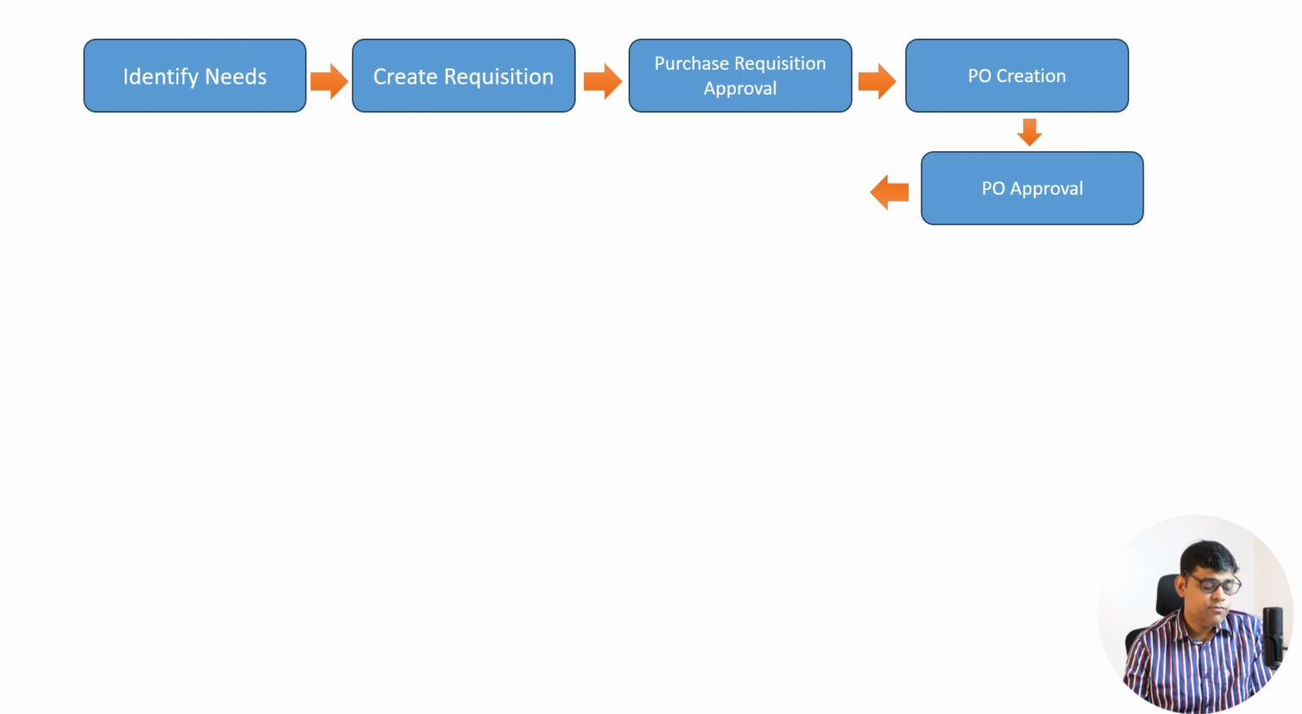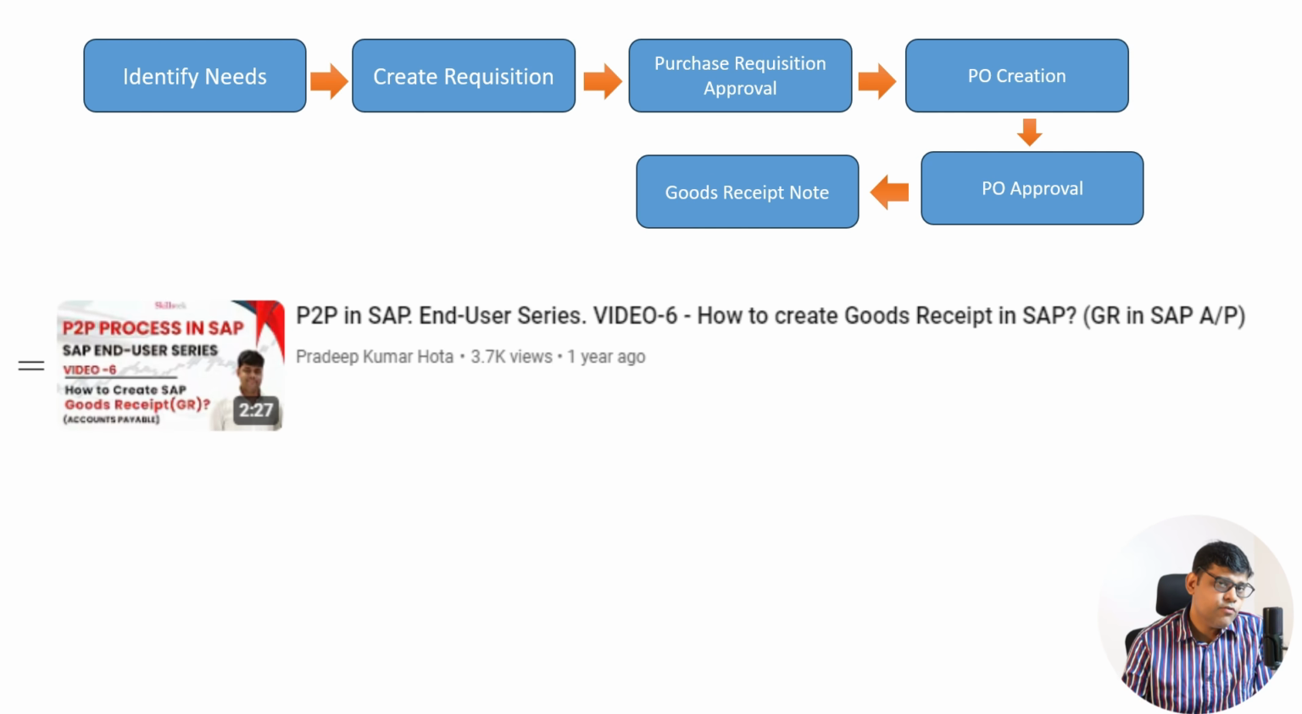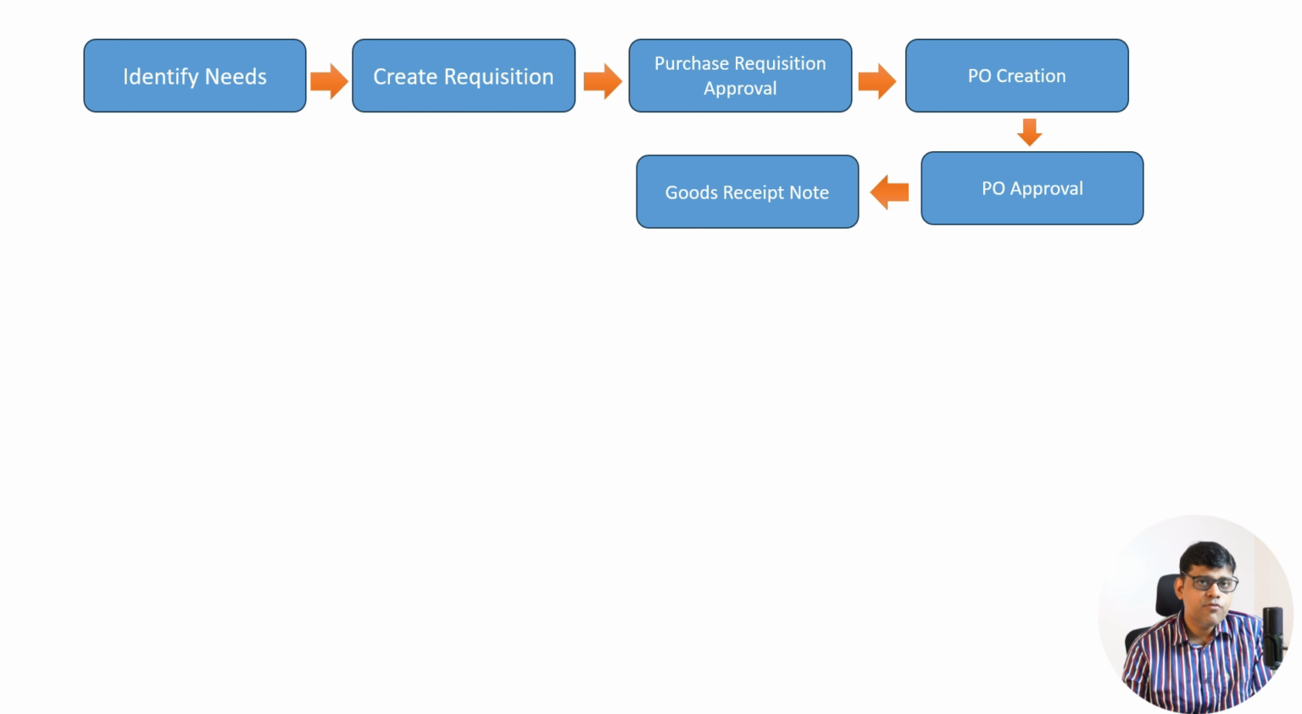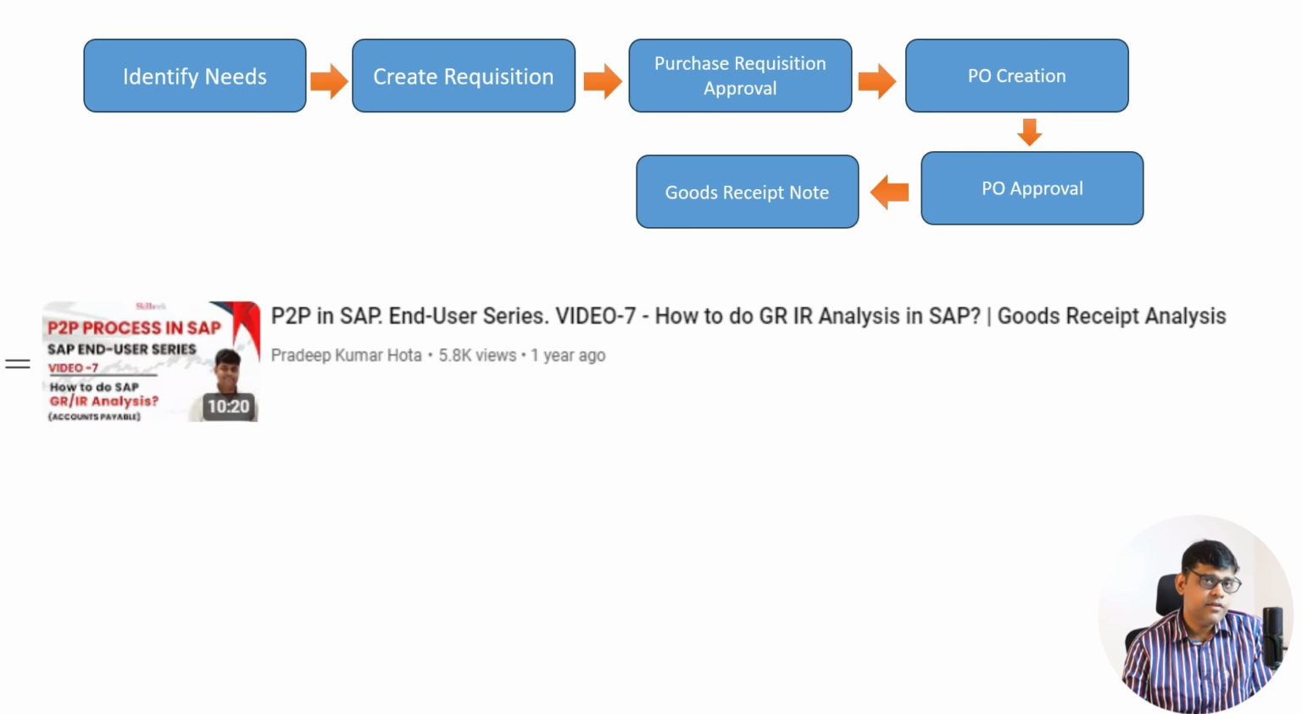The next activity will be our goods receipt note. Once we place the purchase order, the vendor is going to deliver the goods. That is known as your goods receipt note, or commonly your goods receipt. With reference to goods receipt, there will be accounting. That will be known as your GRIR analysis. That will be my second question. That also we will see.